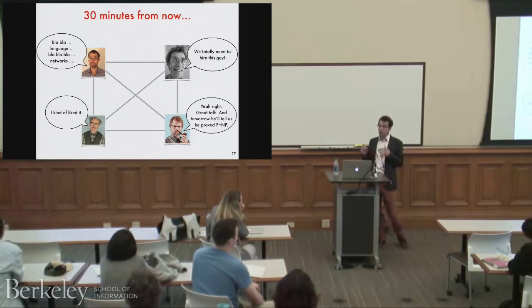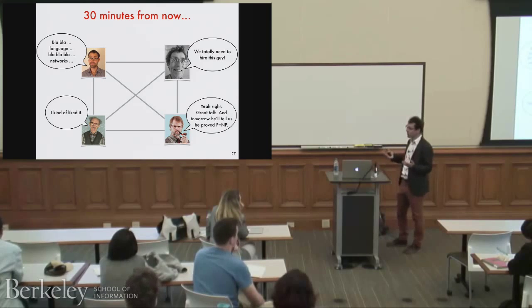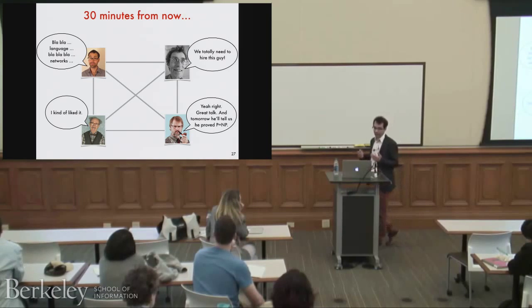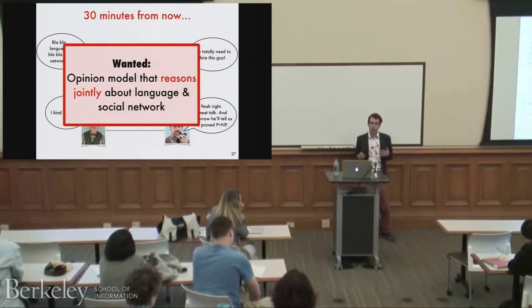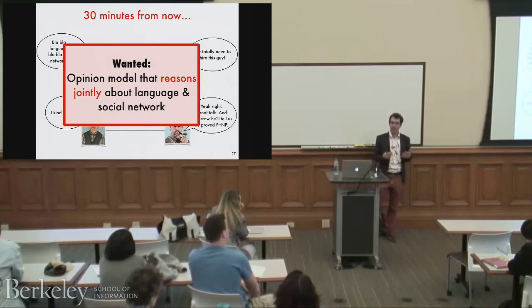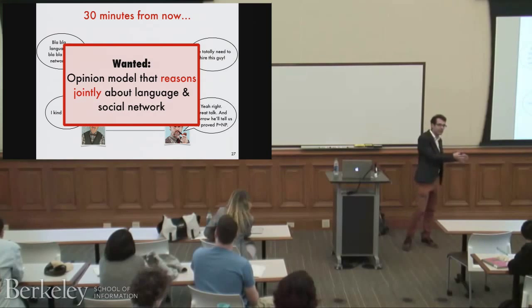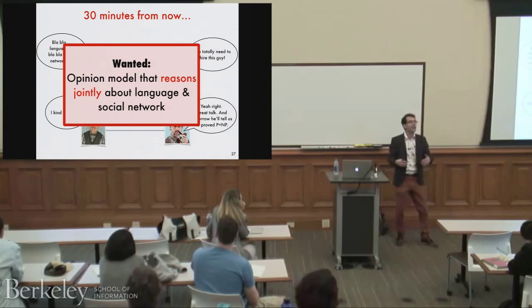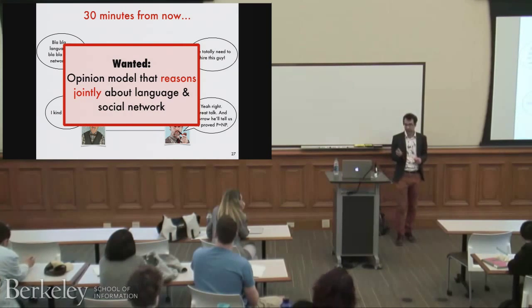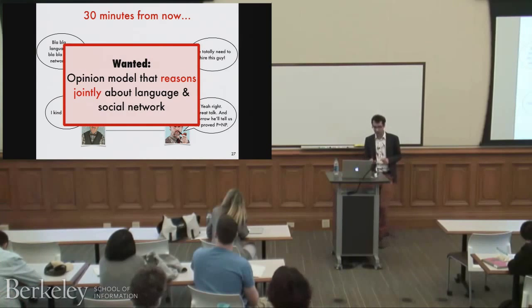And so since both language and network are involved in such opinions, I will argue that we should model and reason about person-to-person opinions jointly in terms of both the language that expresses the opinion and the social network in which the opinion is formed. And that's what the second part of the talk is going to be about.